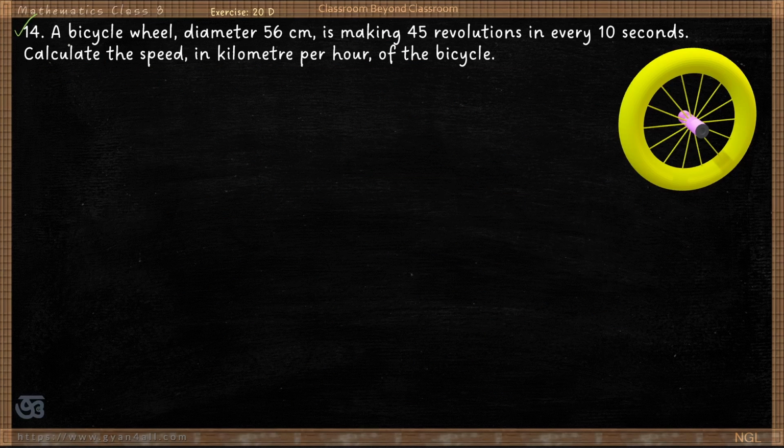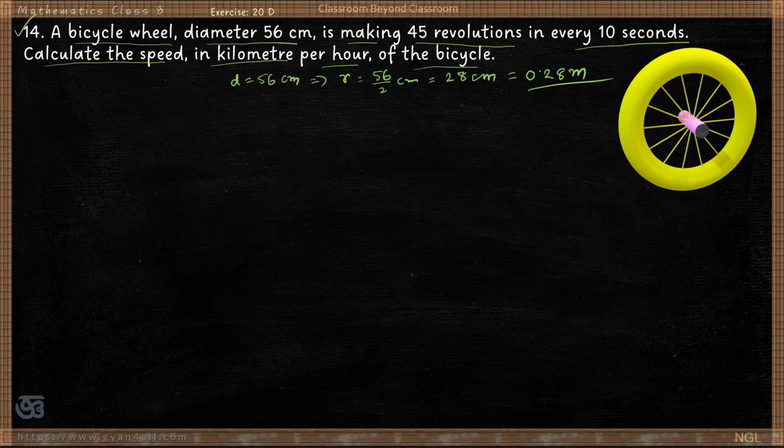Question number 14. A bicycle wheel of diameter 56 centimeter is making 45 revolutions in every 10 seconds. Calculate the speed in kilometer per hour of the bicycle. Okay, the diameter of the bicycle wheel is 56, so D is equal to 56 centimeter. Therefore, radius of the bicycle wheel is equal to 56 divided by 2 centimeter, which is equal to 28 centimeter, and if you express it in meter, then this is equal to 0.28 meter.